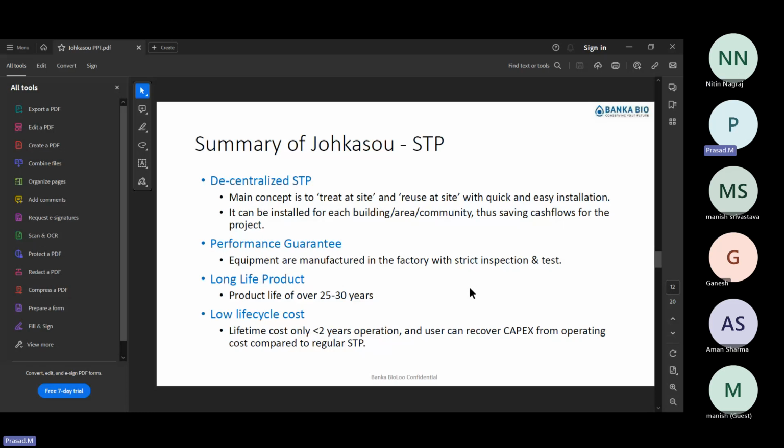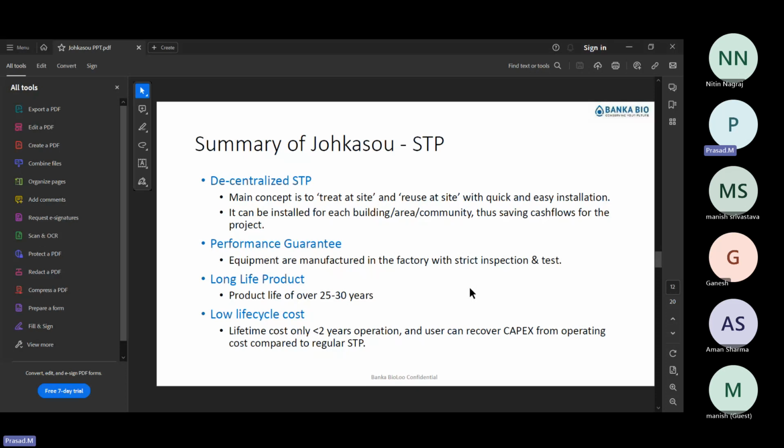So to avoid this, if you try to understand the piping and pumping cost, this cost itself is very high. If you install this Johkasou near where the sewage is generating, it will be very good for them. They will save money, both piping as well as pumping cost. By eliminating this pumping and piping cost, they can easily use this system.